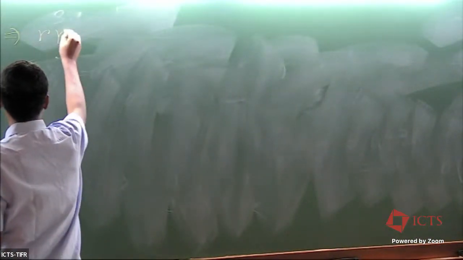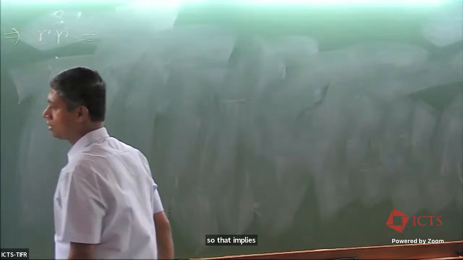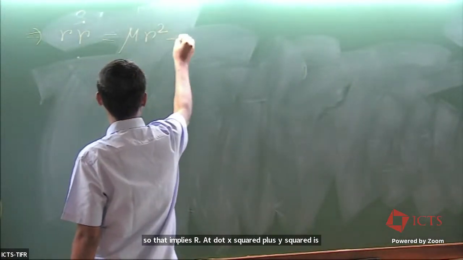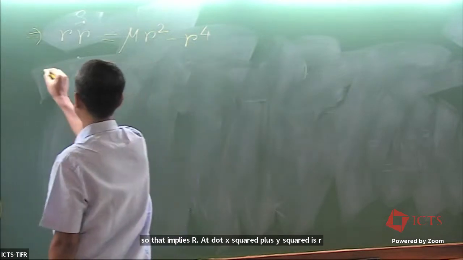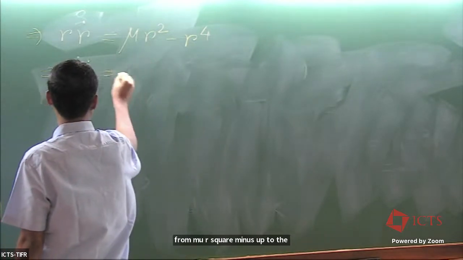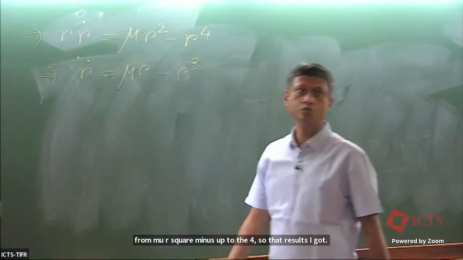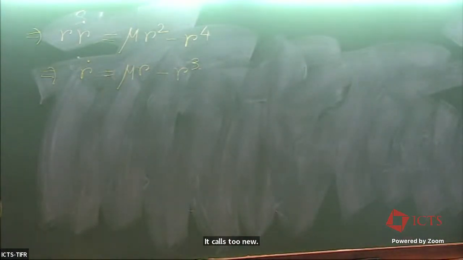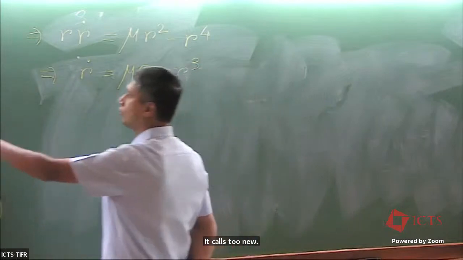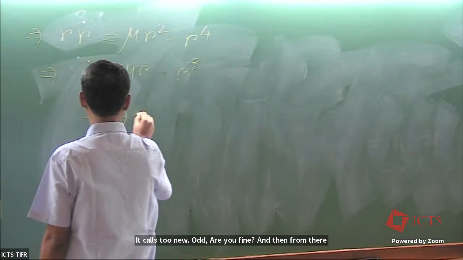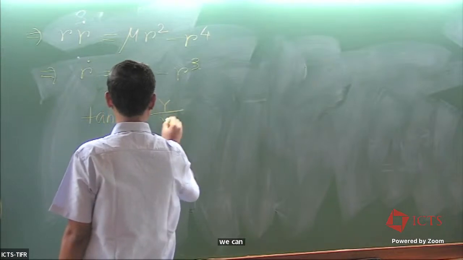So that implies r dot x square plus y square is r square. So mu r square minus r to the power 4. So that results r dot equals mu r minus r cube. Fine. And then from there we can get tan of theta equals y by x.